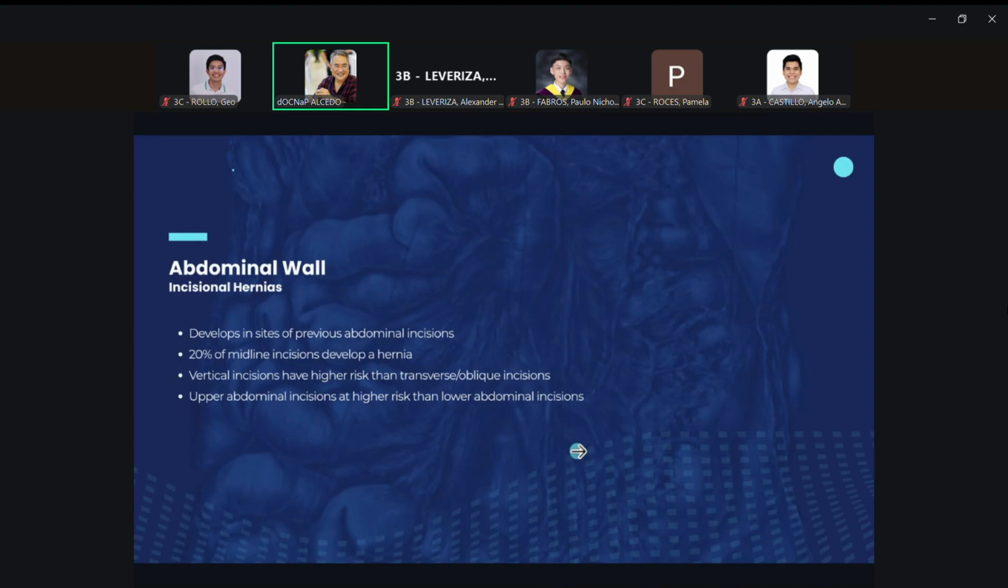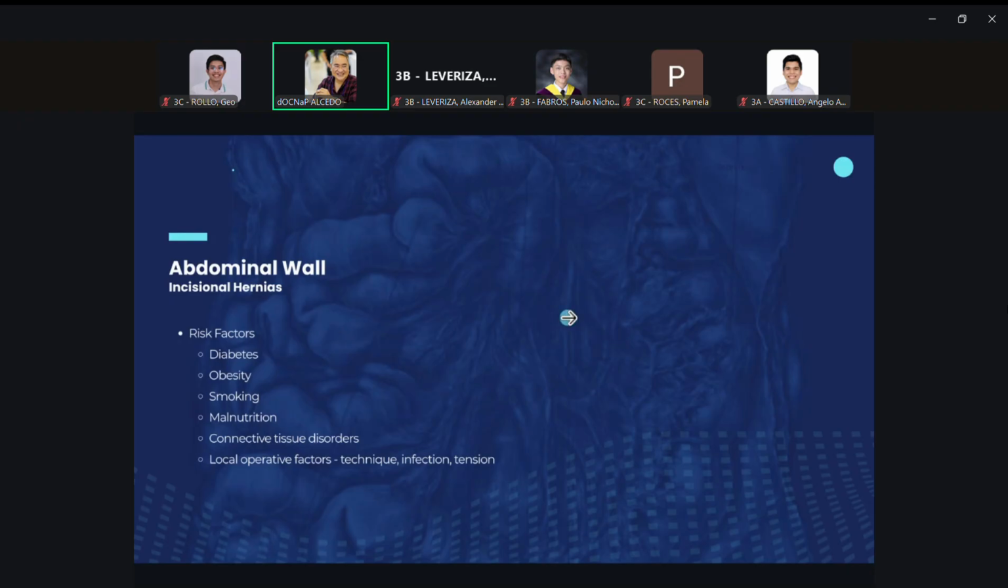As I said earlier on, upper abdominal incisions are at higher risk than lower abdominal incisions. And vertical incisions have a higher risk compared to transverse or oblique incisions of developing hernias. Yung ano naman, kabaliktaran naman dyan, of course, is higher ang incidence ng infection. Okay? With transverse incisions. So risk factors, okay, all of these things. Very important is your local operative factors.